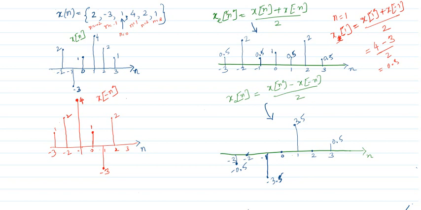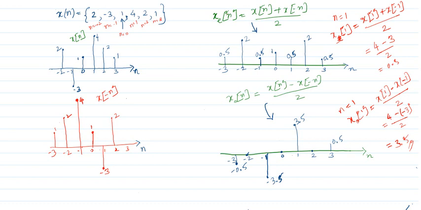Let me again take n equal to 1. x odd of 1 is equal to x of 1 minus x of minus 1, divided by 2. What is x of 1? x of 1 is 4, minus, what is x of minus 1? It is minus 3. So 4 minus minus 3 is 7, divided by 2 is 3.5. So we get the answer 3.5.